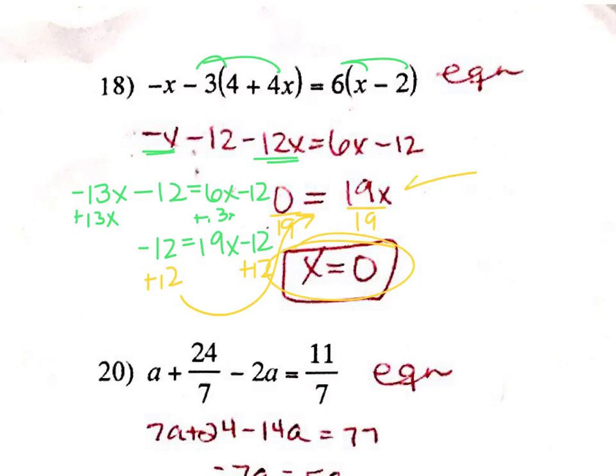Remember, when you get this, even if you had gotten to the point that said -13x equals 6x, if there is an x, it cannot be no solution. So it's going to have to be something. So just remember that you may need to keep working to solve.